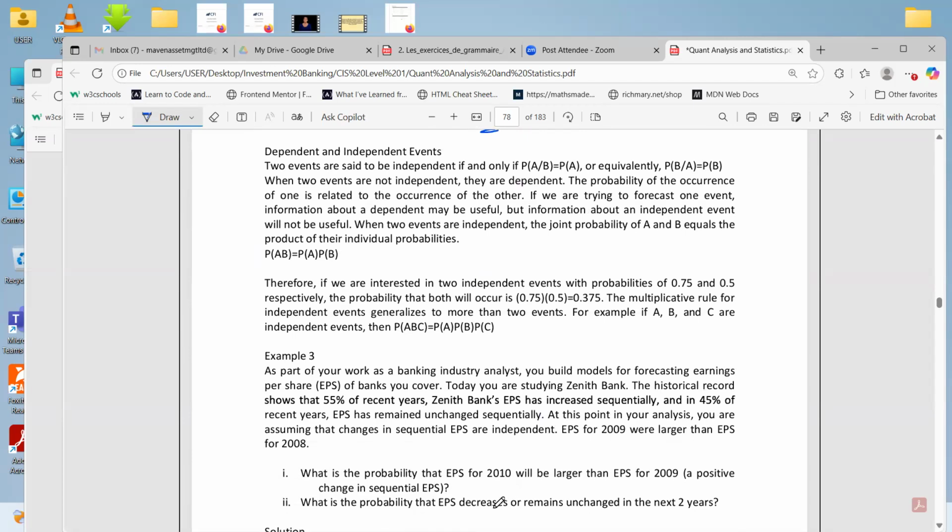Two events are said to be independent if and only if the probability of A given B is equal to the probability of A. Equivalently, the probability of B when A is given is equal to the probability of B. When two events are not independent, they are dependent. The probability of the occurrence of one is related to the occurrence of the other. If you are trying to forecast one event, information about a dependent event may be useful, but information about an independent event will not be useful. When two events are independent, the joint probability of A and B equals the product of their individual probabilities.